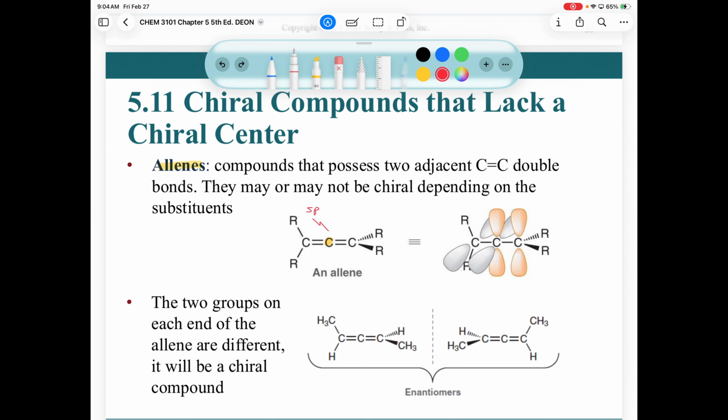And so if you take a look at these two compounds here, you can see they are mirror images and they're not superimposable. If you were to take this one and flip it around and try to put it on top of the other one, you see how this methyl group would end up on this side. And thus, they are enantiomers of each other because they're stereoisomers and they're mirror images.